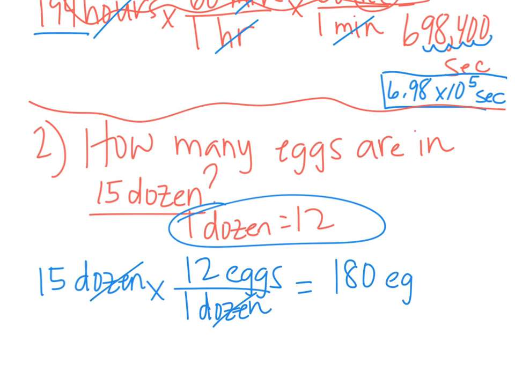180 eggs. Okay, don't forget to check your answer and round it to the proper number of sig figs. So there are 2 sig figs in 15, and if I leave my answer just as 180 with no decimal, that will also give me my correct number of sig figs of 2 for my answer. So I'll just leave it as 180 eggs.